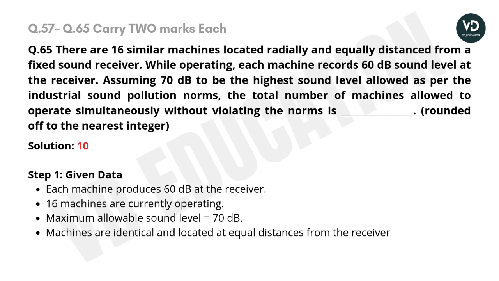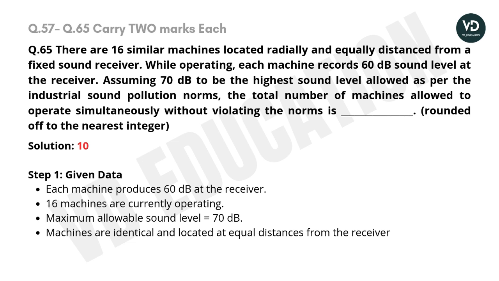Question number 65. There are 16 similar machines located radially and equally distant from the fixed sound receiver. While operating, each machine records 60 decibel sound level at the receiver. Assuming 70 decibel to be the highest sound level allowed as per the industrial sound pollution norms, the total number of machines allowed to operate similarly without violating the norms is dash, rounded off to the nearest integer. So let's discuss the solution.